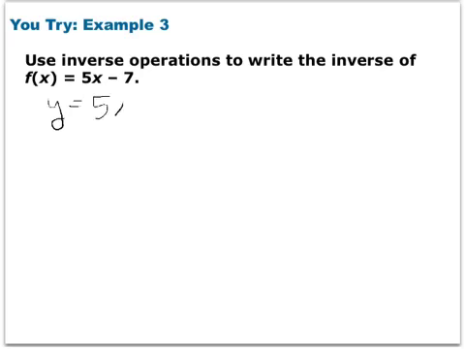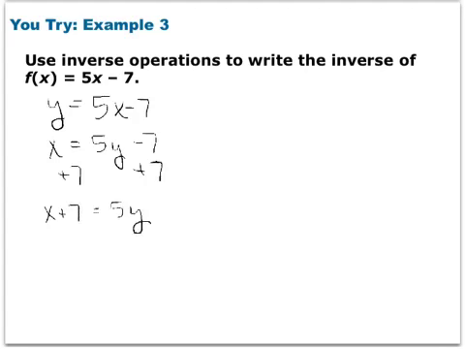y equals 5x minus 7. Trade the variables. x equals 5y minus 7. And solve for y. Add 7 to both sides. x plus 7 equals 5y. Now I need to get that y by itself by dividing everything by 5. I'm left with x plus 7 over 5 equals y.